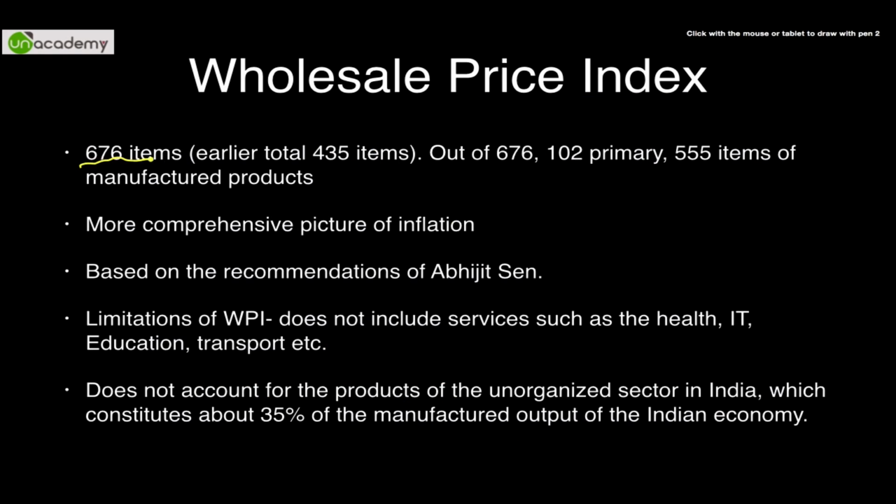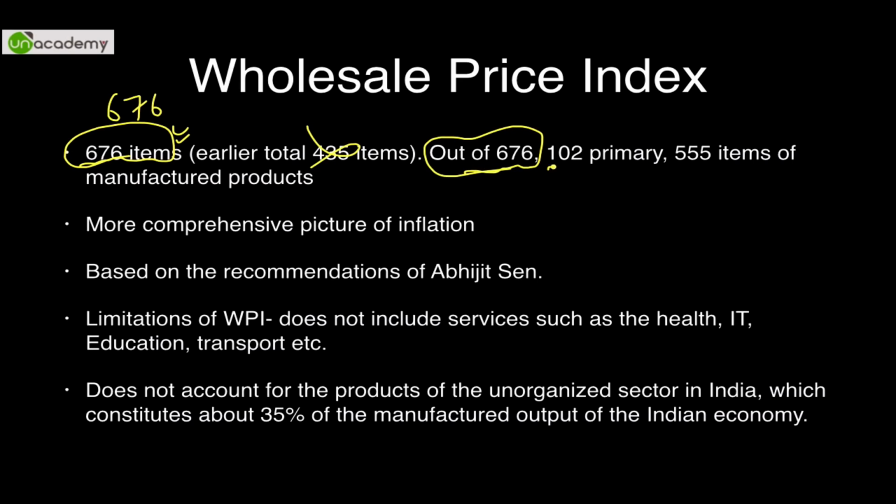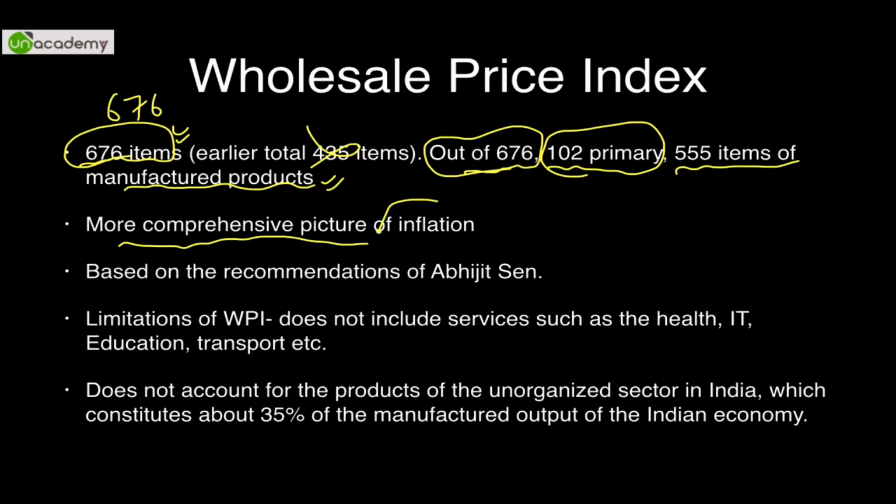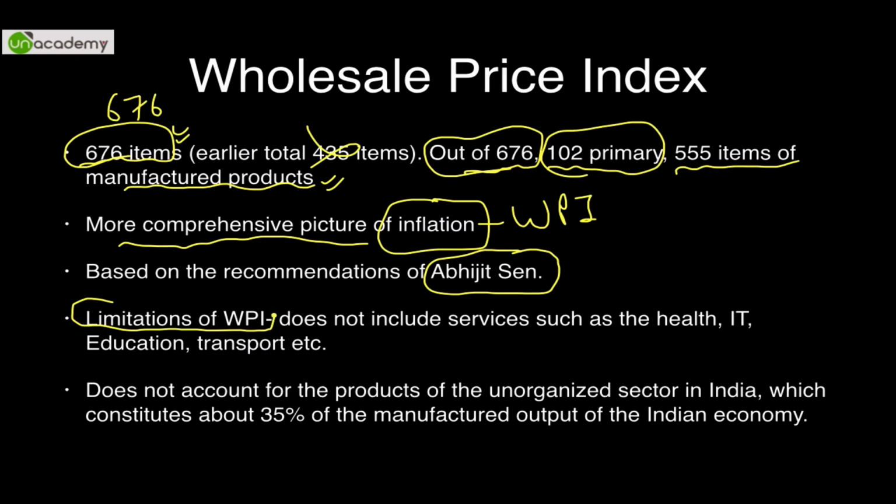Now there are total 676 items in WPI, very much not needed. This 676 you can remember, earlier it was 435, not needed. So out of 676, roughly 20% is the primary products and 555 items are of manufactured products, that is secondary product. Okay, a more comprehensive picture of inflation is provided by WPI, and it is based on the recommendation of Abhijit Sen. Now obviously there have to be some limitations of WPI also.